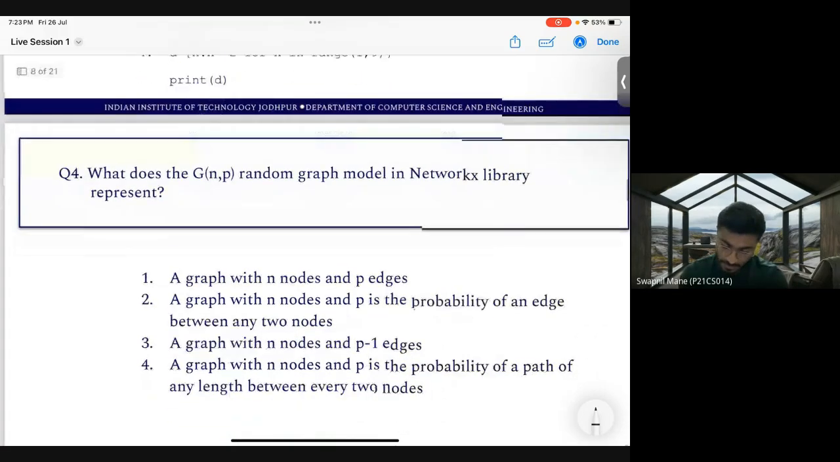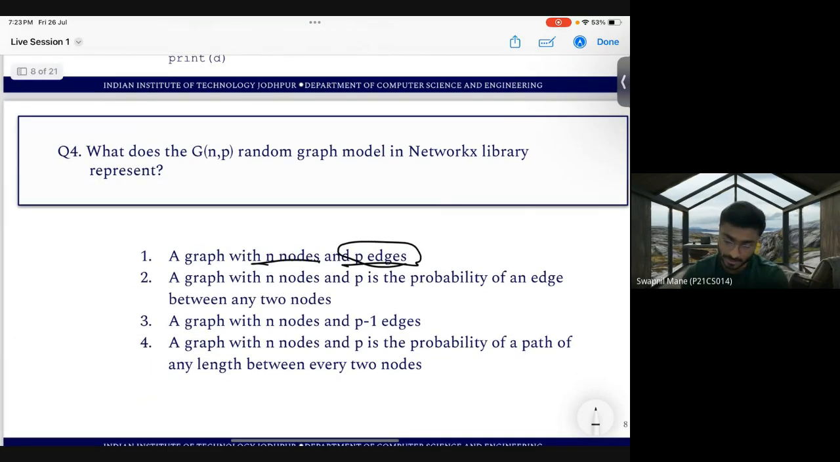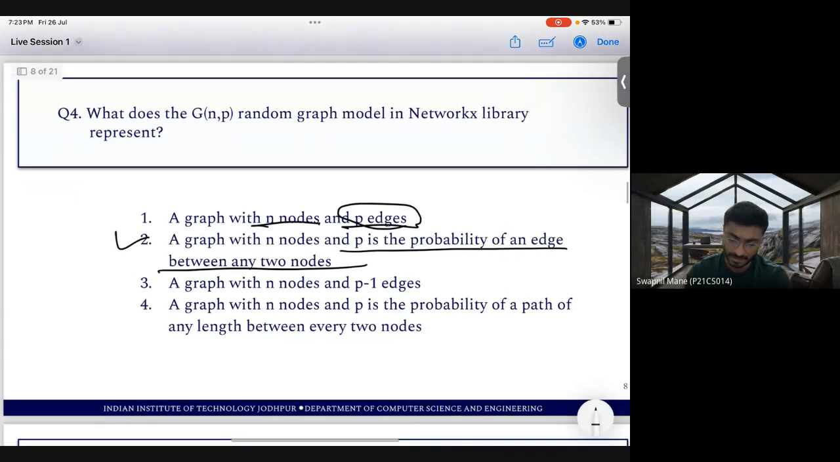So the first option is n nodes and p edges. No, that is not correct, we have already discussed that. Another option is a graph with n nodes where p is the probability of an edge between any two nodes. Yeah, this is correct. We have already discussed this now, right? The probability of an edge between any two nodes, in a graph with n nodes.